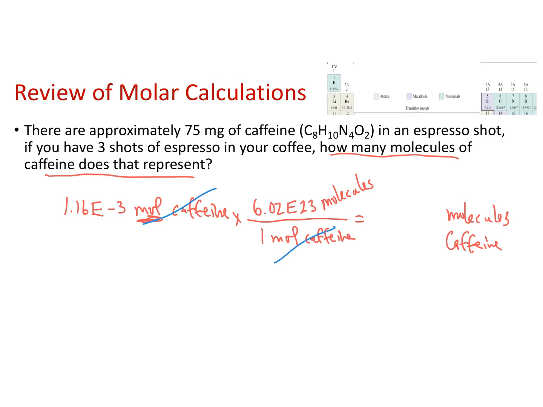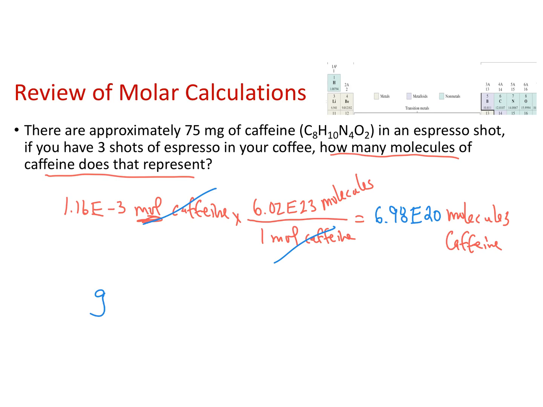So moles of caffeine cancel out. I multiply 1.16 e to the negative 3 by 6.02 e to the 23 to determine that I have approximately 6.98 e to the 20 molecules of caffeine.